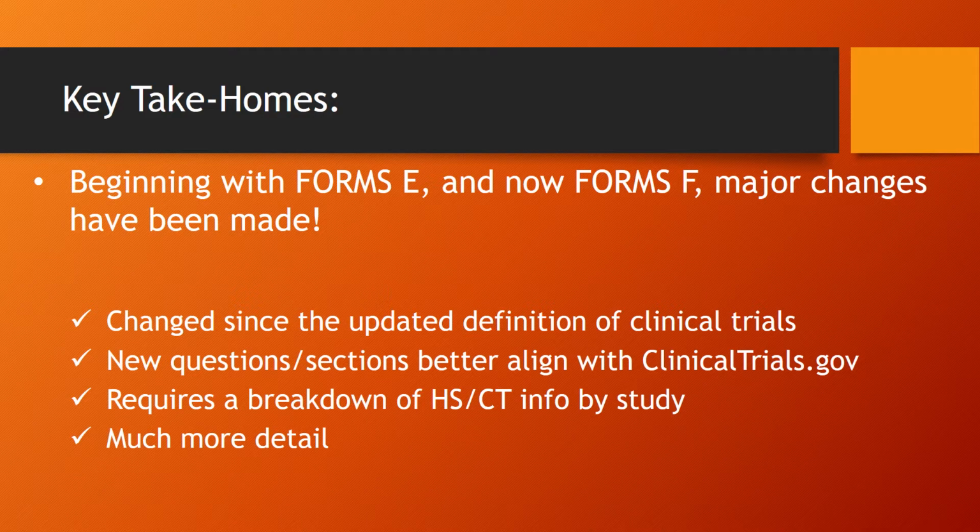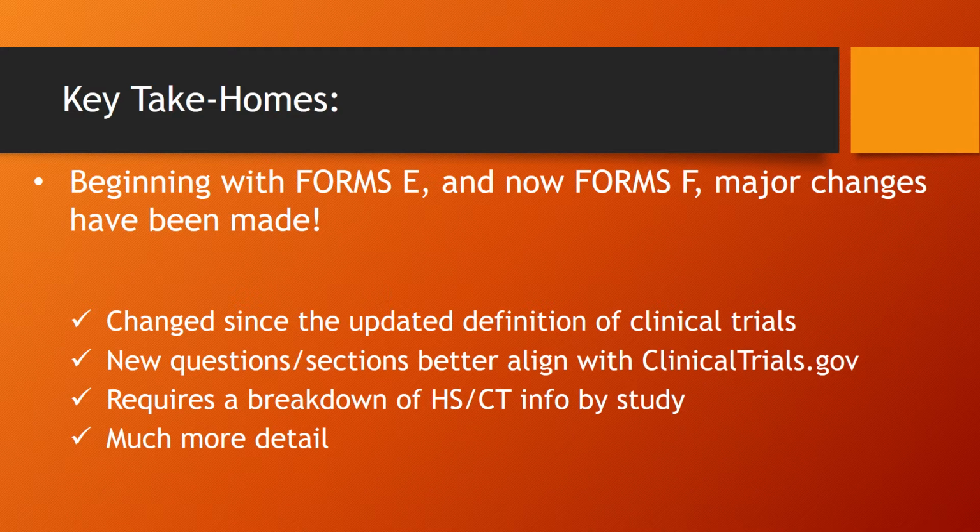Also, with these revised forms, there is now a breakdown of your human subjects and clinical trials information by study. Whereas previously you could talk about, for example, the protection of human subjects sort of globally for all aspects of your proposal, now you have to specify the details for each individual study in your proposal. And overall, there's just a requirement for much more detail than there ever was before. So this is a good time, if you're gearing up for a proposal, to be sure that you schedule in extra time in your grant writing to deal with the new Forms F human subjects section. If you haven't written a grant before, or if you haven't written one since before 2018, you'll be surprised at how time consuming the process is now.